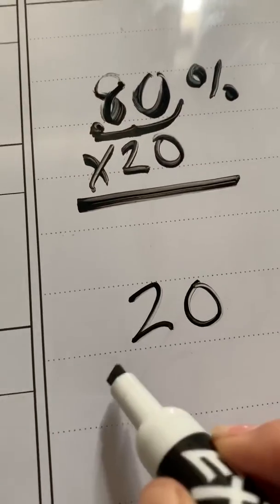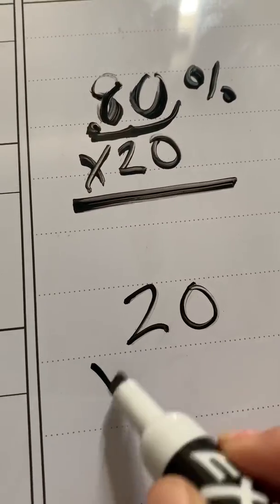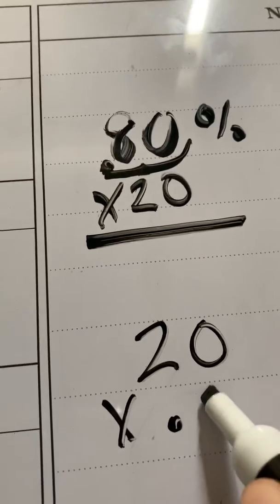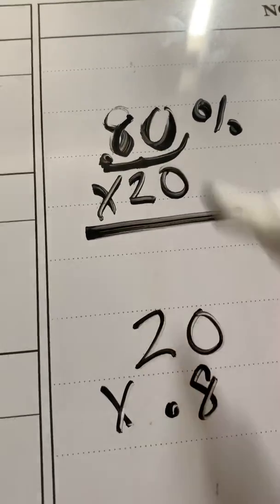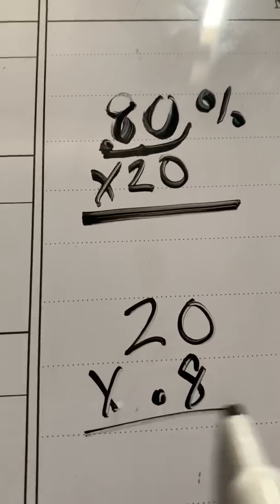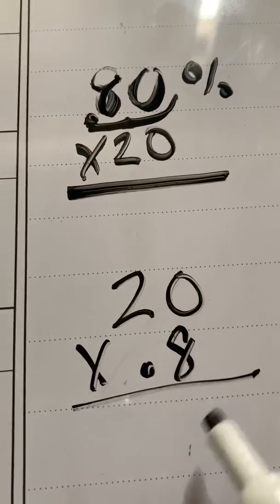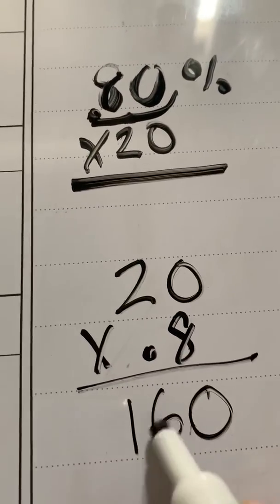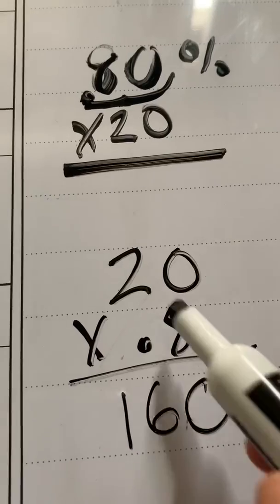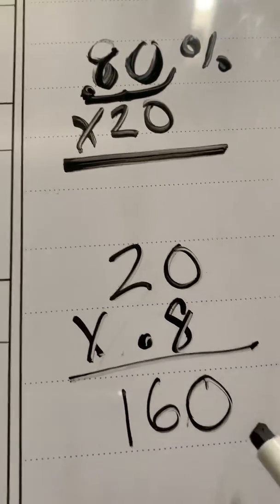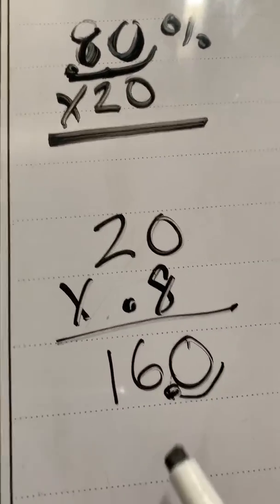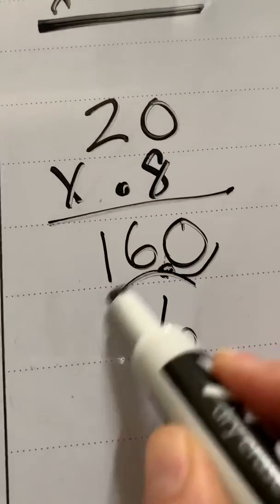I'm going to put the 0.80 at the bottom. And I'm going to drop that 0 because I don't need it. It's 8/10. When I go ahead and I multiply this, I get 160. Don't forget I have to move the decimal over in the answer. And I end up with 16.